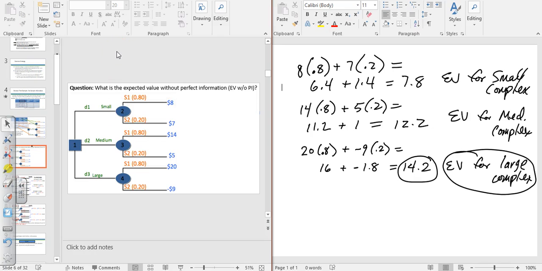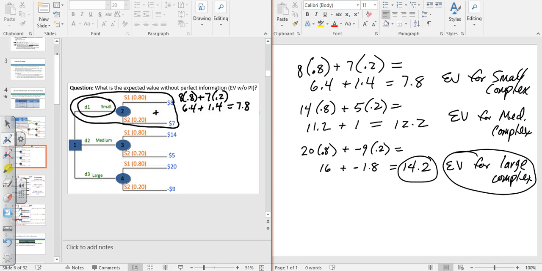So now we're going to do the same thing, but we're doing it from the tree. So we have 8 times 0.8, right? And we're adding, because they're all from the same decision. So 8 times 0.8 and 7 times 0.2. That's 6.4 plus 1.4 is 7.8. And again, we took it all from the same decision. That's why we added it.